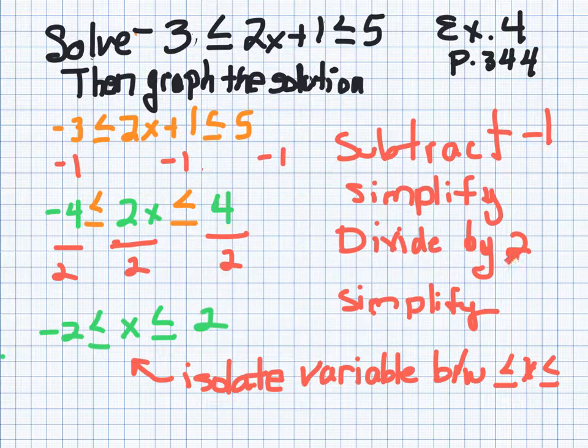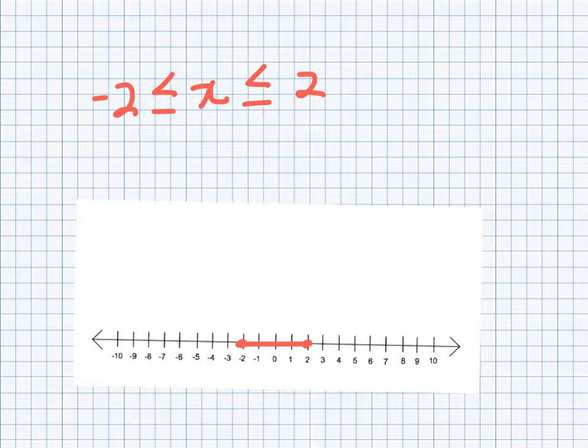Next I'm going to divide by 2, so I have to do it to all three sections. I divide negative 4 by 2, 2x by 2, and 4 by 2. Now I need to simplify, and I end up with negative 2, the x isolated in the middle, and a 2 here. And we've isolated the x between the two inequalities. This shows how you would graph this, because our solution was negative 2 is less than or equal to x, which is less than or equal to 2. And this is how we would graph that solution.